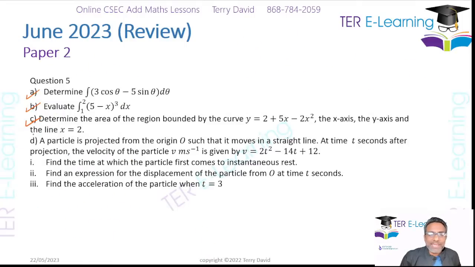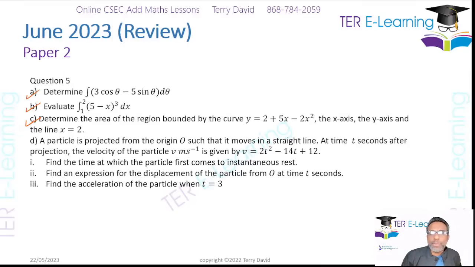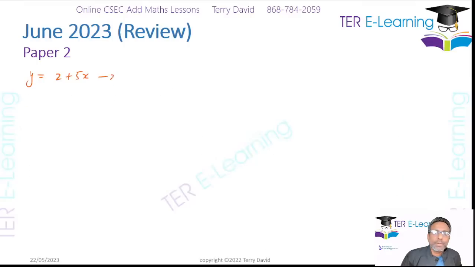Now this part C here, we want to work out the area of the region bounded by this curve, the x-axis, the y-axis, and the line x is equal to 2. So the curve is y is equal to 2 plus 5x minus 2x squared. Just by looking at this, we know it's a quadratic. We know it is going to have a maximum value. We don't know exactly how the curve is going to look, but just assume something like this.